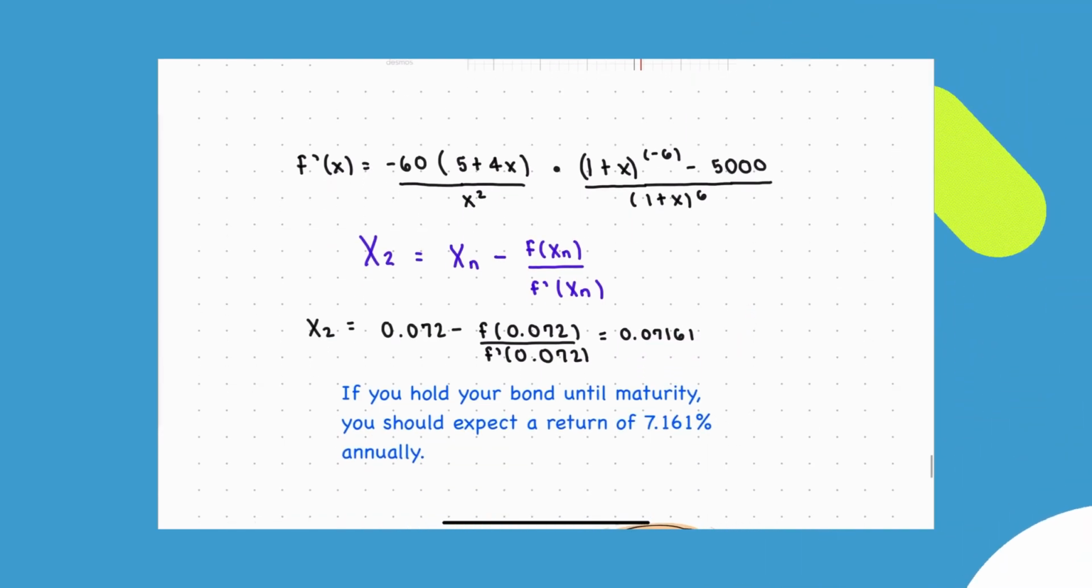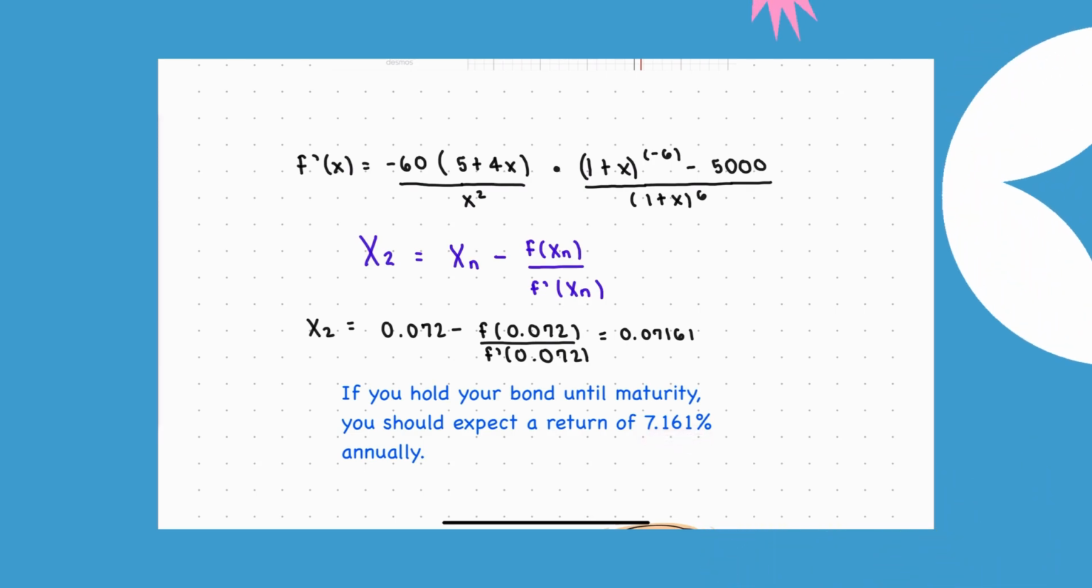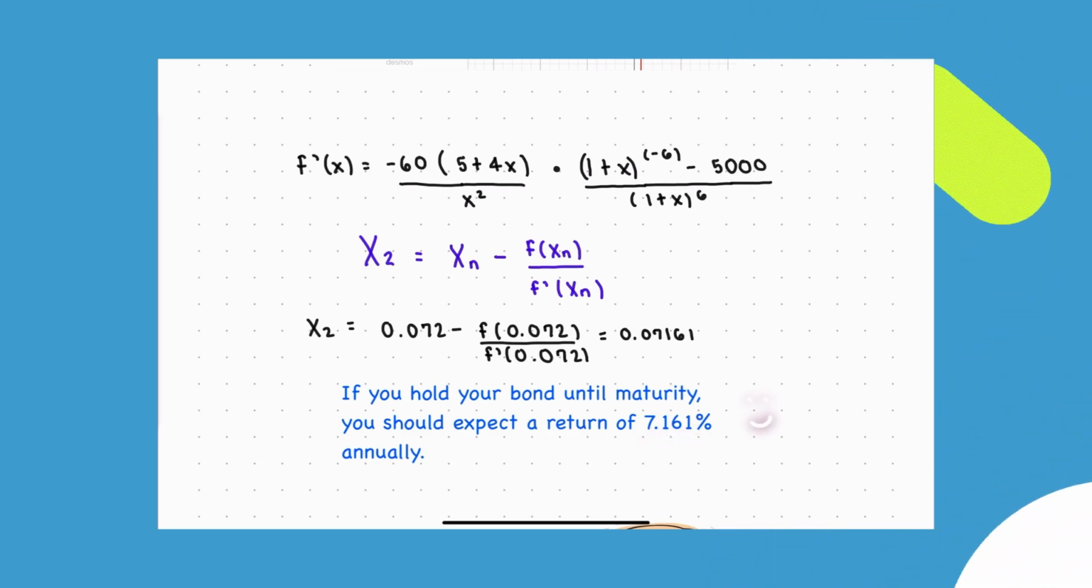This means that the yield to maturity on the bond is 7.161%. If you hold your bond until maturity, you should expect a return of 7.161% annually.